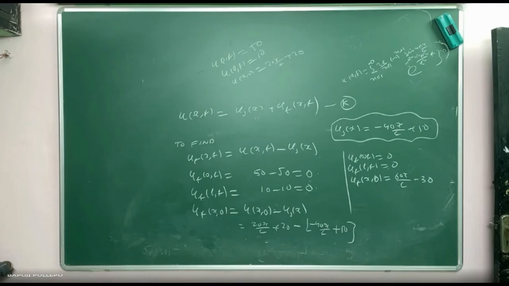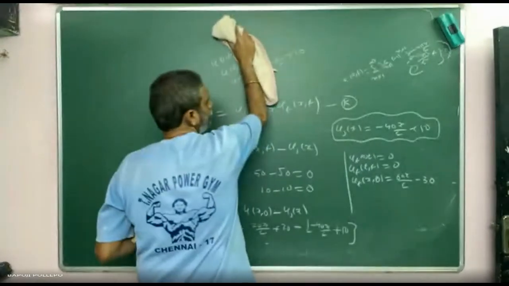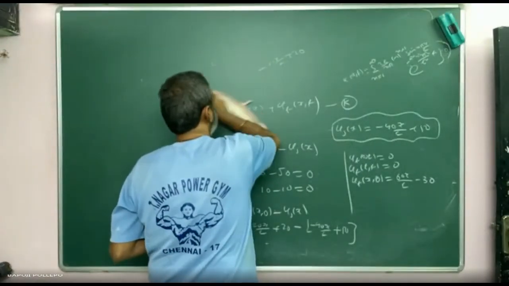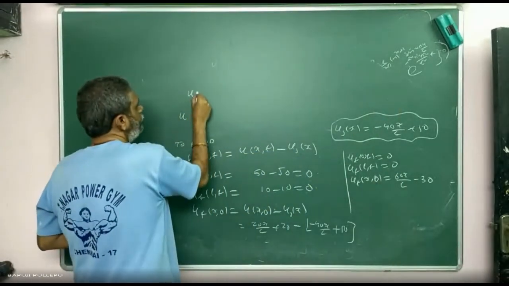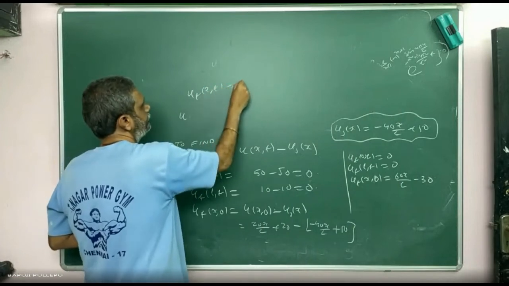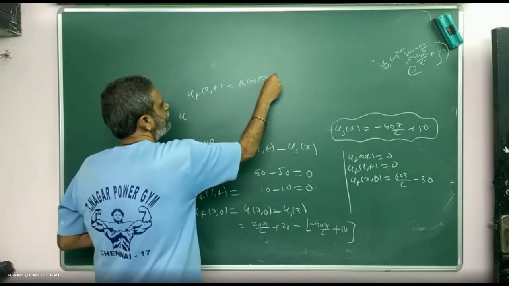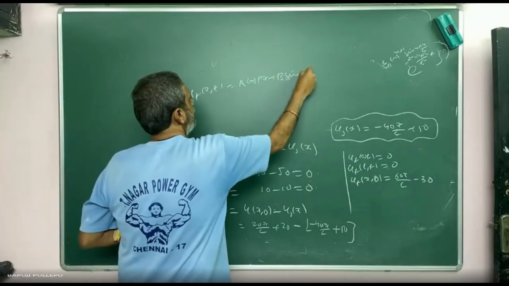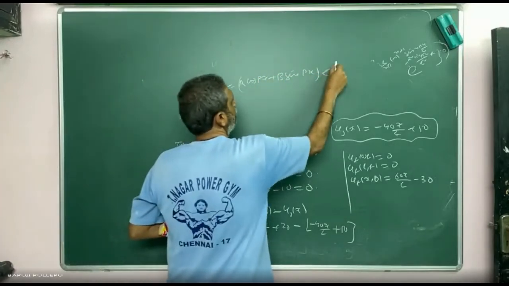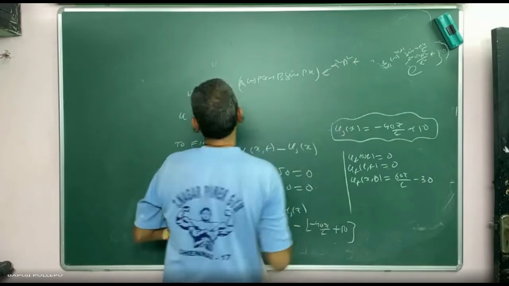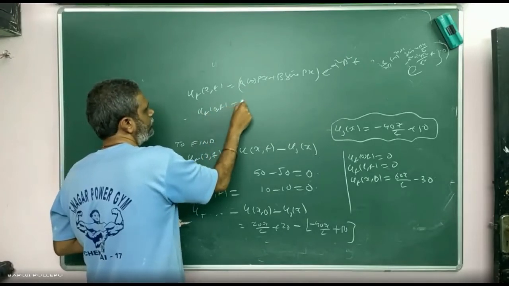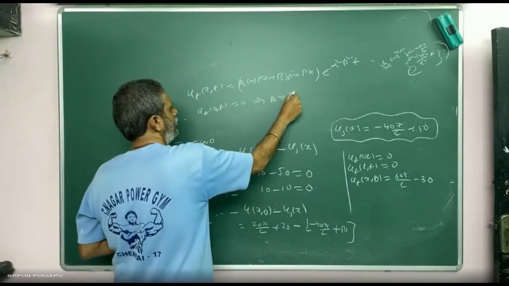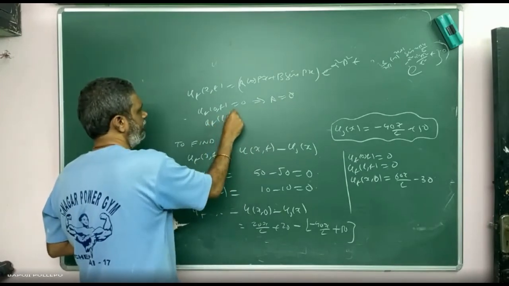Now write the general solution, how can you write it now? Ut of x comma t, what will you get? Because these two are zero conditions, you can write ut of x comma t is equal to (A cos px plus B sin px) into e to the power of minus alpha square p square t. So substituting the first condition, ut of 0 comma t is equal to 0 implies A is equal to 0. Then the rest you have to do, I am skipping.